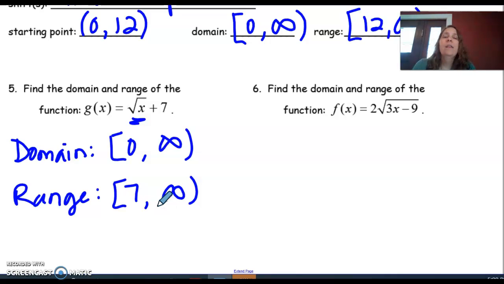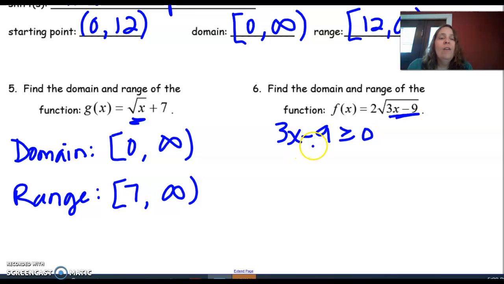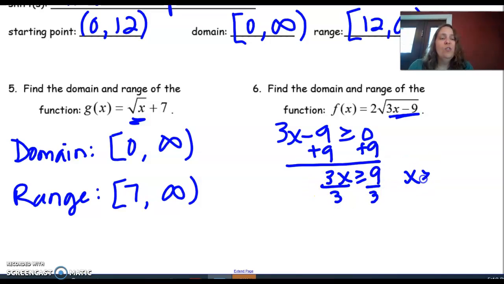In number 6, let's do the same thing. Our domain, oh yeah, something happened in there. There are numbers under the radical, so we better start by setting that greater than or equal to 0. Notice I am looking inside the radical only. I am not paying any attention to that 2 whatsoever. Now, if I go ahead and add 9 to both sides, I end up with 3x is greater than or equal to 9. Not quite done yet. Divide by 3 on both sides, and that gives us x is greater than or equal to 3.